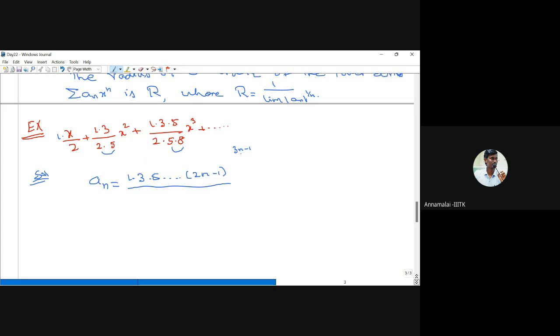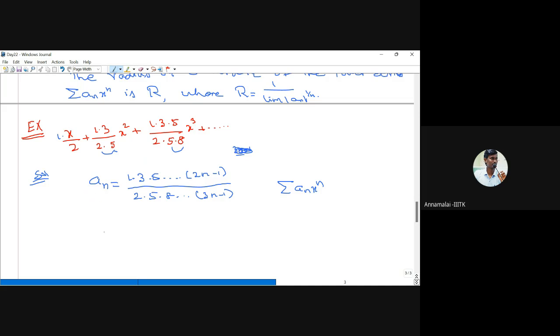If you substitute n equal to 1, you will get 2. If you substitute n equal to 2, you get 6 minus 1, which is 5. Therefore 2 into 5 into 8 and so on up to 3n minus 1. So this is our an. Therefore the given series is of the form summation an x power n, where an equal to this.